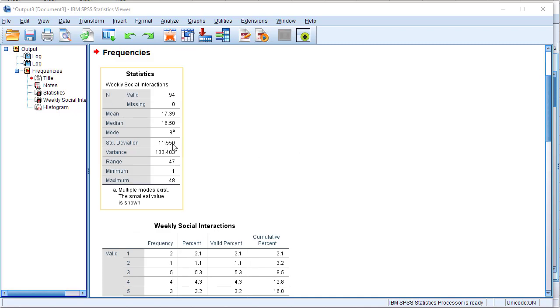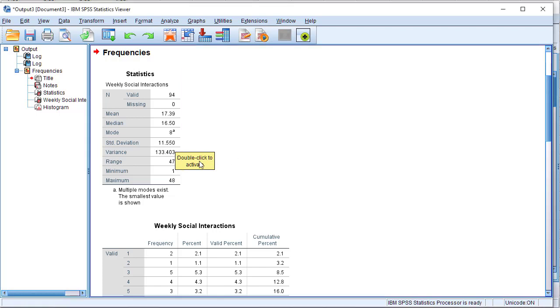The standard deviation of these scores is 11.55. So on average, each score is 11.55 social interactions away from the mean of 17.39. When you report the standard deviation, you can also indicate that it is 11.55, or whatever your number is, units away from the mean on average. The variance, which is the standard deviation squared, is 133.403. The range is 47, which means that the maximum number minus the minimum number is 47.